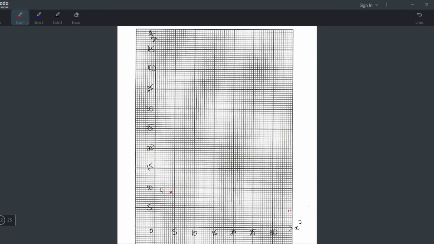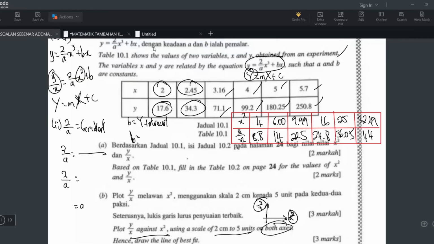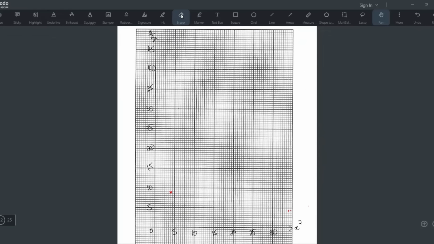Okay, next one. Let's go to the table. 6, 14. Okay, no problem, 6, 14 should be easy. So 5 plus 2 boxes is 6, because 1 box is 0.5. And then 14 is just 15 down 2 boxes. Yeah, so this is the point. Okay, not too bad. Let's go.